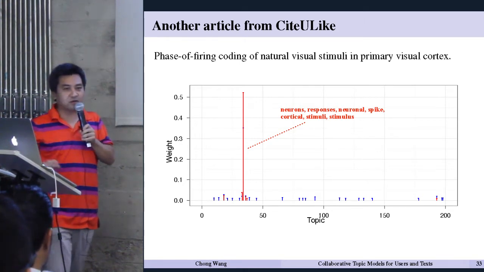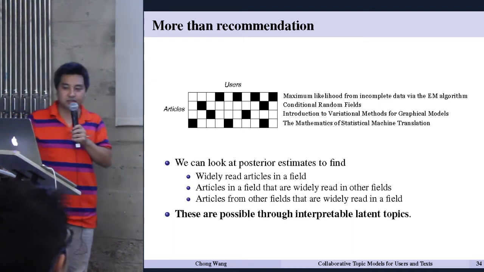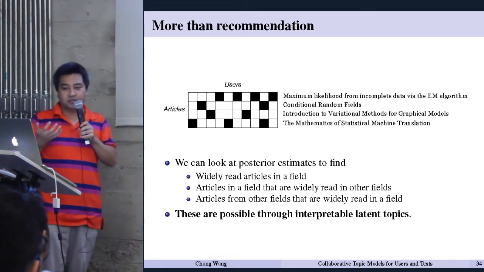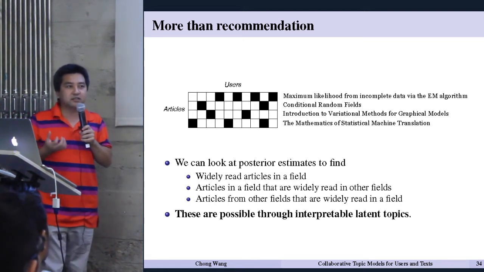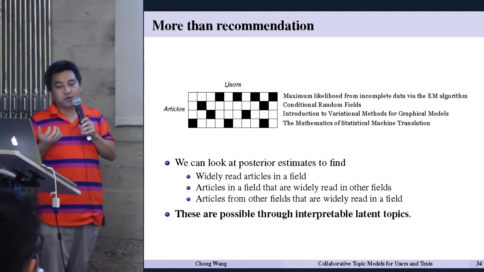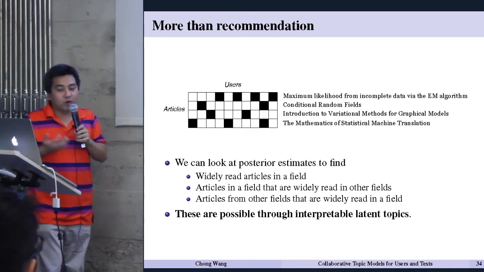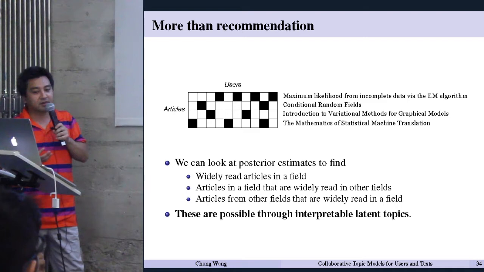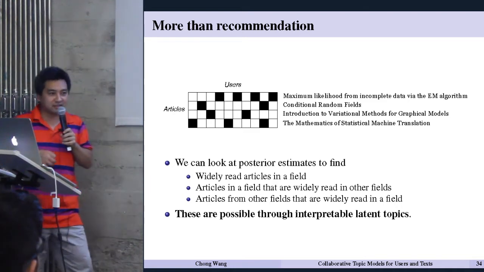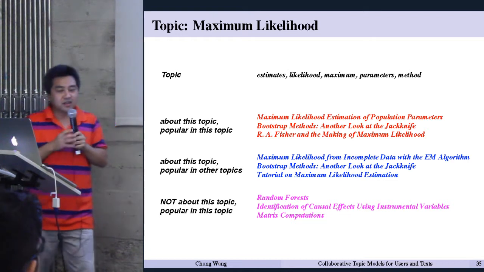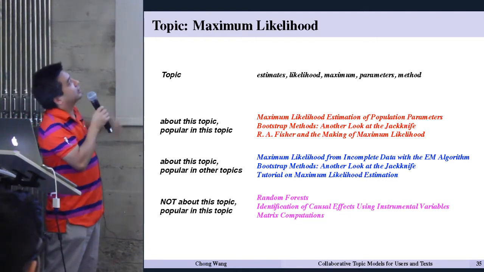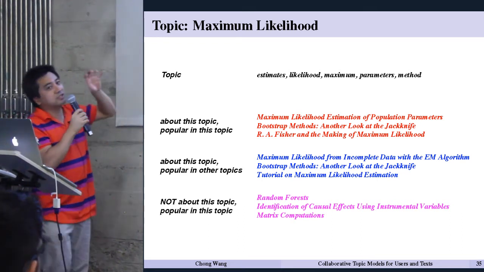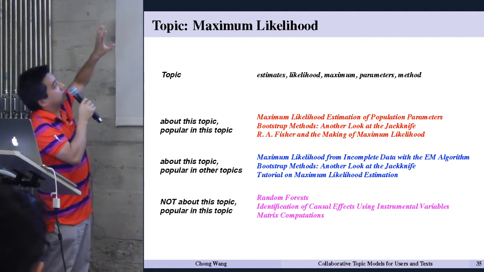Okay. So there's some more we can do with the results. Given this model, we can look at the posterior estimates, the parameter estimates. We can find a widely read article in the field, or find articles that are widely read in other fields. A third thing we can do is find articles from other fields that are widely read in this field. So here's an example. There is a particular topic about parameter estimation using maximum likelihood, and you can use these results to discover articles like this.